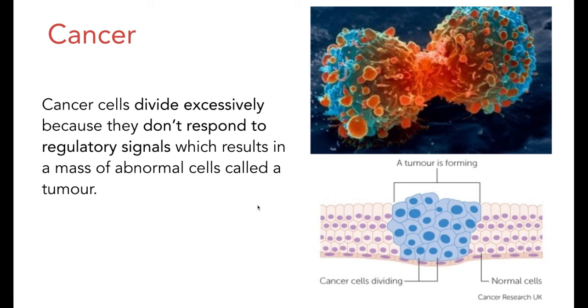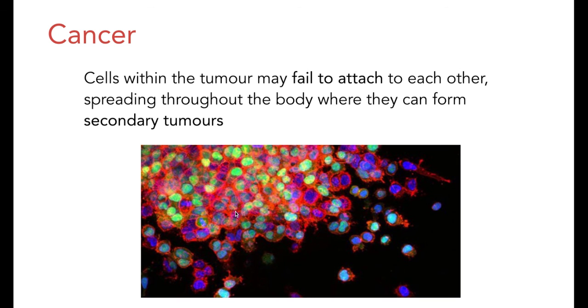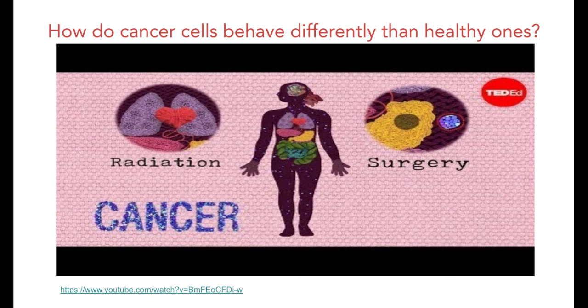Now, you all know that sometimes tumours can spread around the body. So how does that happen? Well, if we look at that bottom right picture, you have the tumour there and you have all the blue cancer cells compared to the normal cells either side. And one of the problems with cancer cells is they fail to attach to one another. Now, if one of the cancer cells breaks away from the tumour, it can spread around the body in the blood, and wherever it stops, it will begin to divide excessively again, forming a secondary tumour. So that's the definition of a secondary tumour and the explanation as to how it forms.